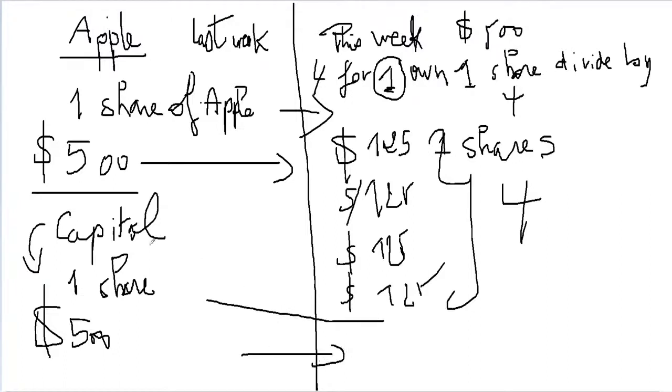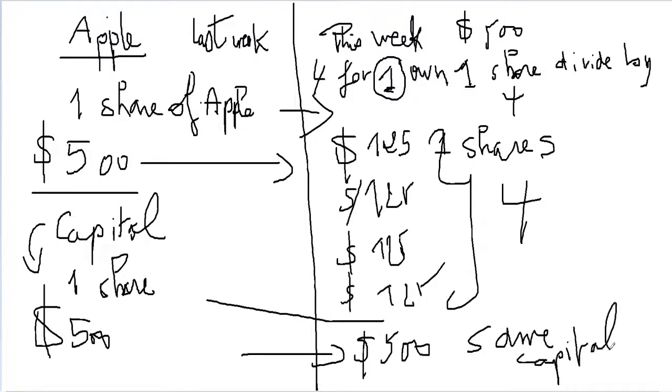Now, your capital, because you bought before only 1 share, it's $500. How much money do you have now? You have the same money. You have the same capital, which is $500, although you have 4 shares. So, have you made money? No. Your money is the same. Nothing has changed in terms of money.